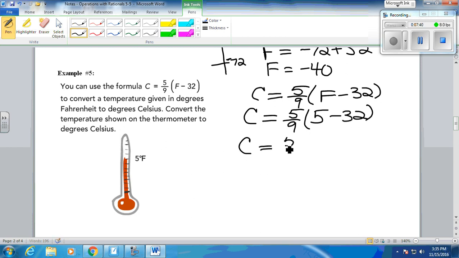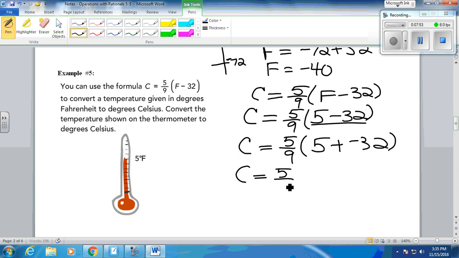So I have to simplify. In my mind, it looks much easier to simplify what's inside the parentheses first than to apply the distributive property. So this is going to become 5 plus negative 32, which will leave me with negative 27. And I'm going to write it as negative 27 first because I'm planning ahead and seeing the 5/9 that I'm multiplying by. So I will cross cancel between negative 27 and 9. Negative 27 divided by 9 will give me negative 3. 9 divided by 9 gives me 1. So 5 times negative 3 is going to give me negative 15, and it's degrees Celsius.